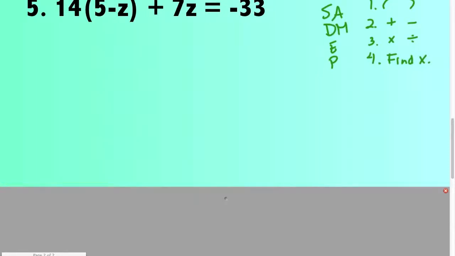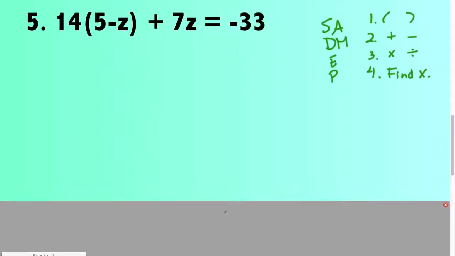So you're going to multiply 14 times 5. Let me change to a color you can actually see. That might help, Mrs. Glenn. All right, so let me go up a little bit. There we go. 14 times 5, that's 90. No, 70. And then 14 times your z.